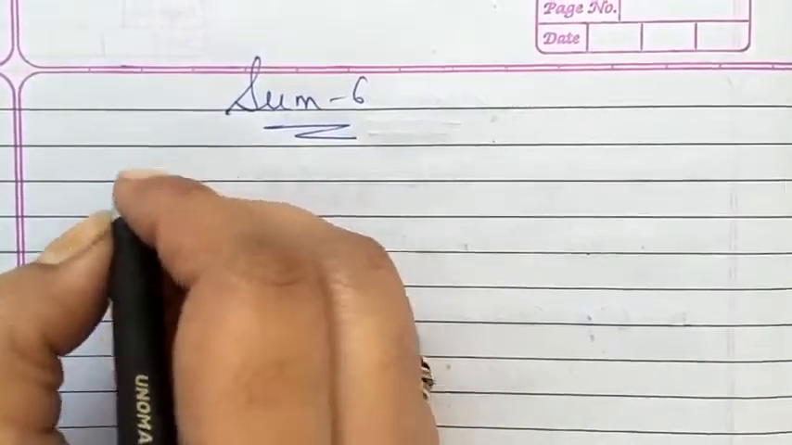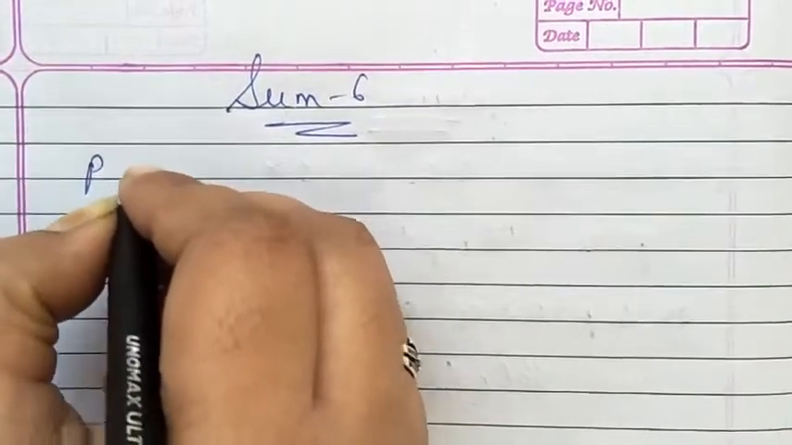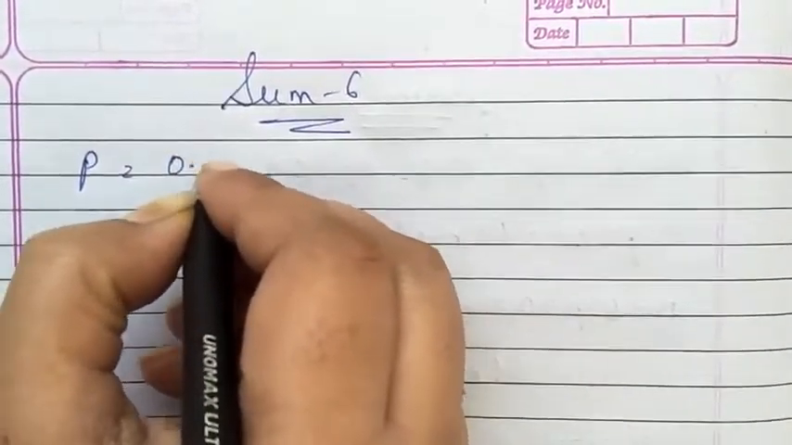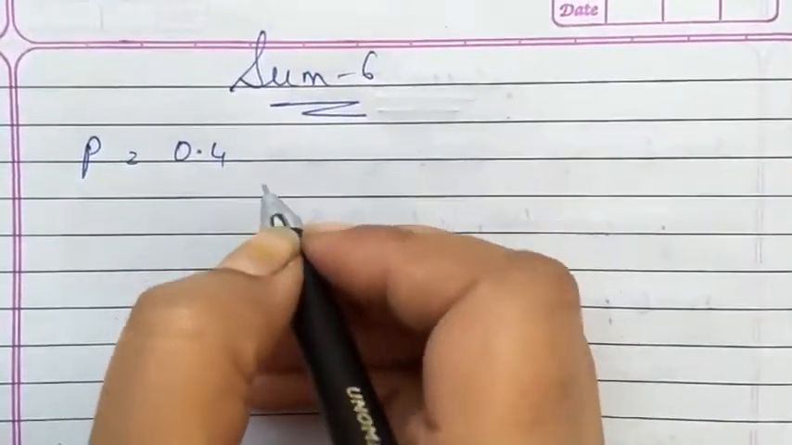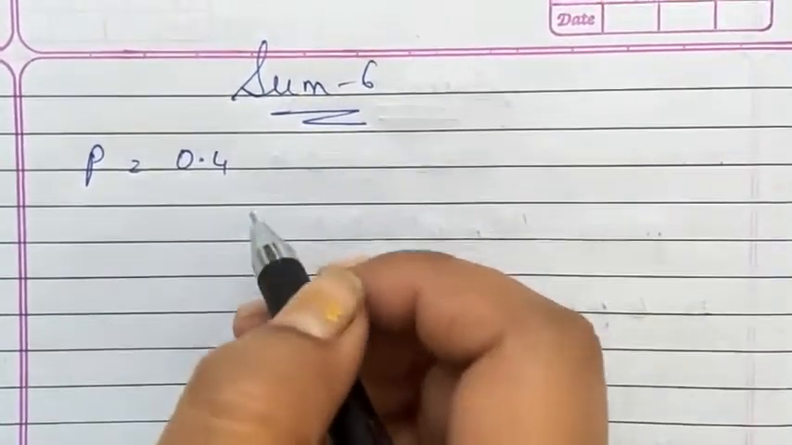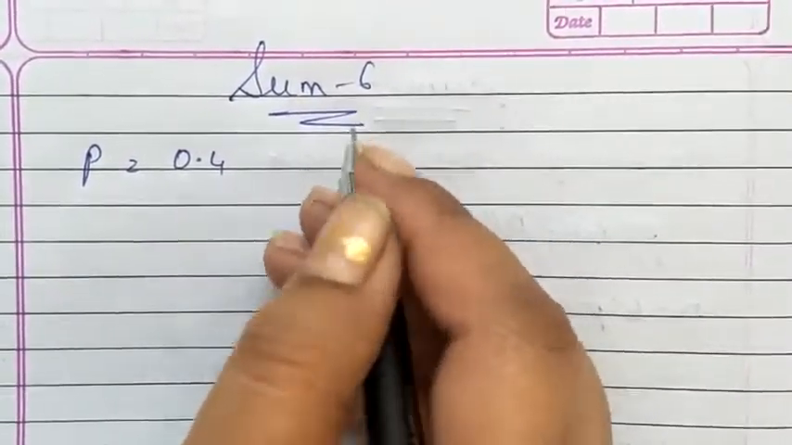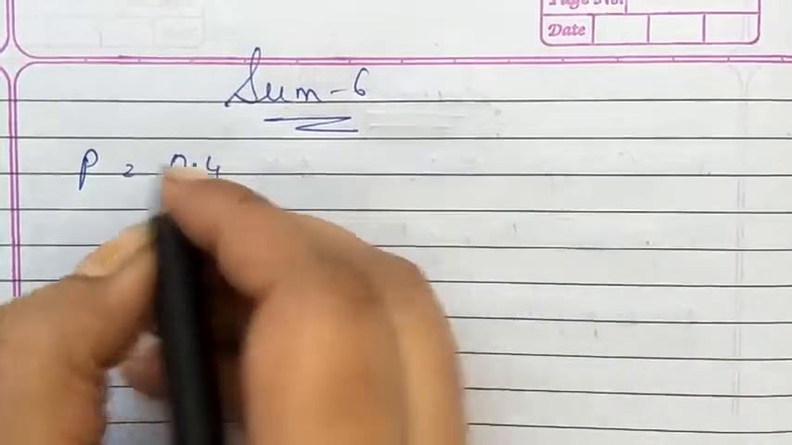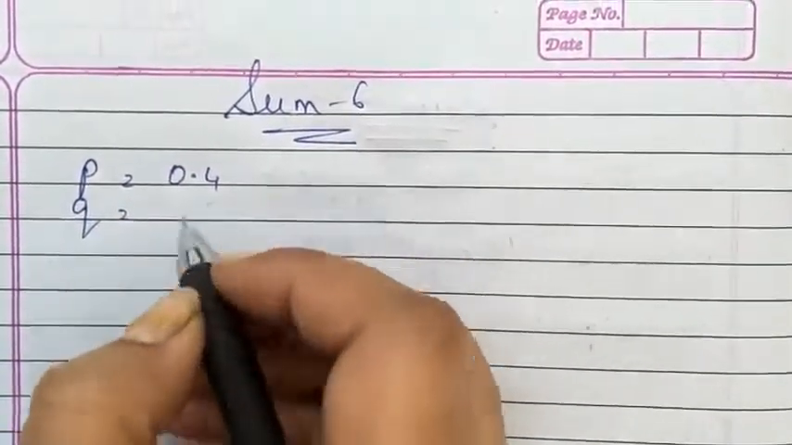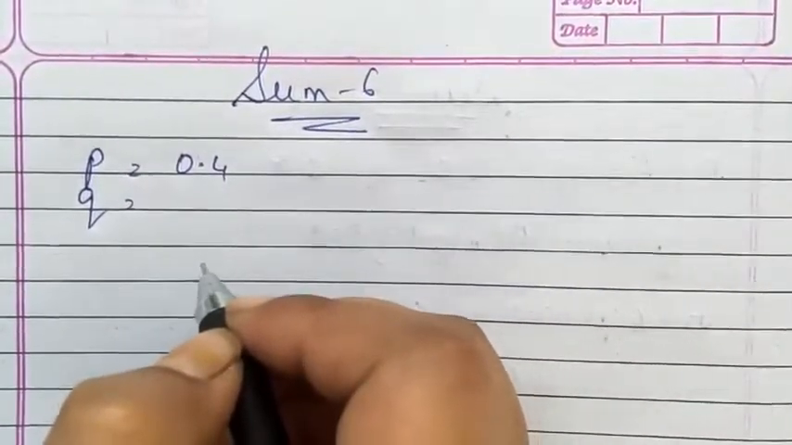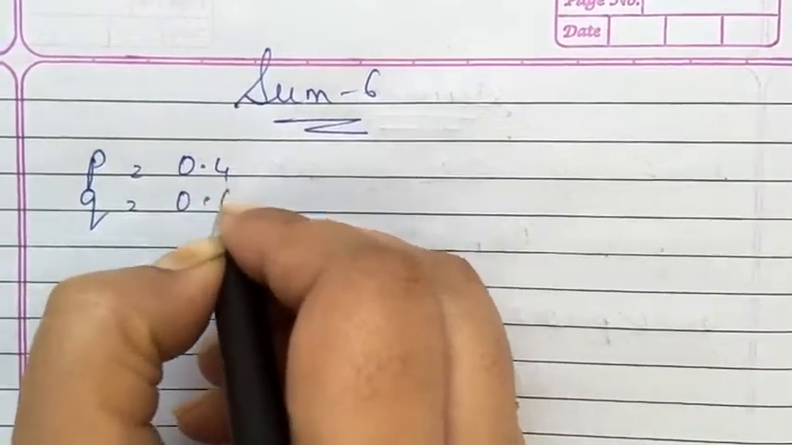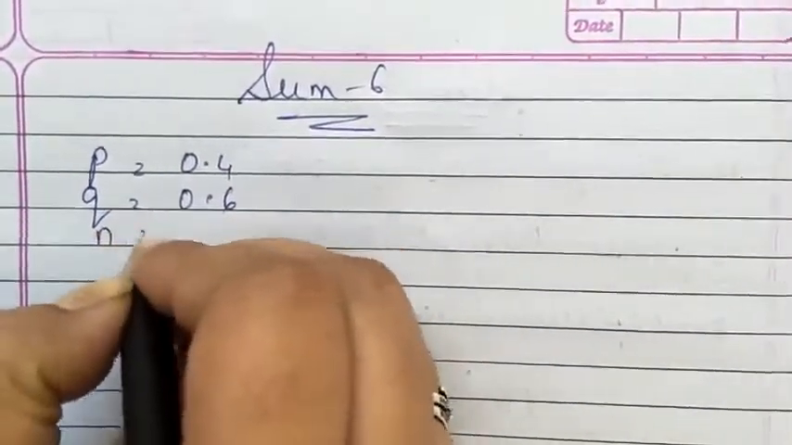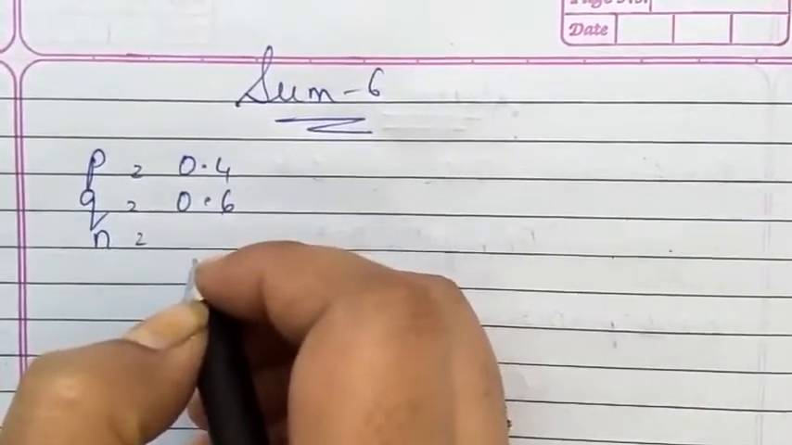40% of the students fail in the exam. That means the probability of failing students is 0.4. 40 upon 100, that means 0.4. Now the probability of the students passing, that means q, will be 1 minus 0.4, so that gives us 0.6, and the total number of students given to us is 6.